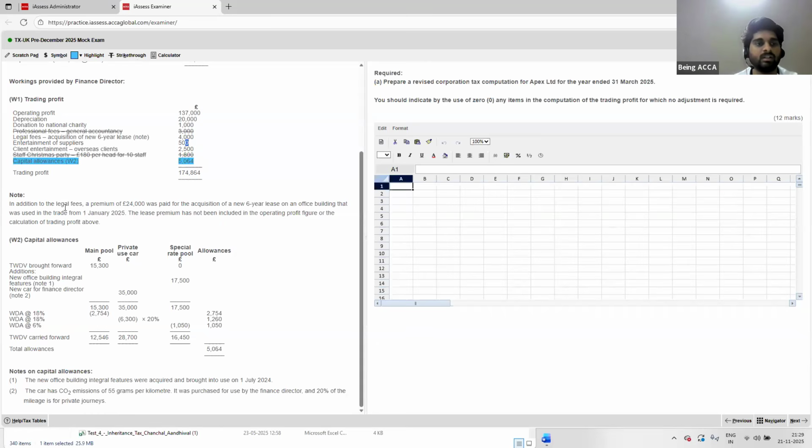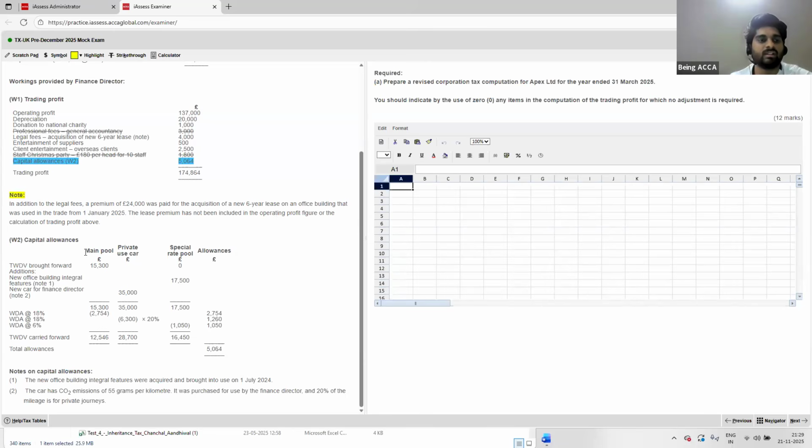Next. In addition to the legal fees, a premium of 24,000 was paid for the acquisition of a 6-year lease on an office building that was used for trade from 1st January 2025. The lease premium has not been included in the operating figure or the calculation of trading profit above. So there is a lease premium that was paid, which means an allowable deduction on the lease premium on an annual basis will be allowable, which has not been included. So this note is also something that we should be considering. This yellow.